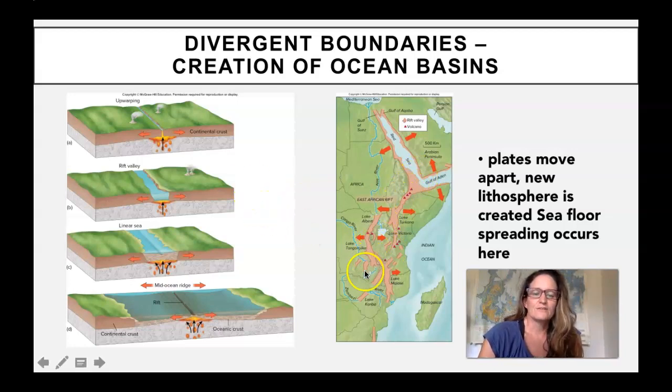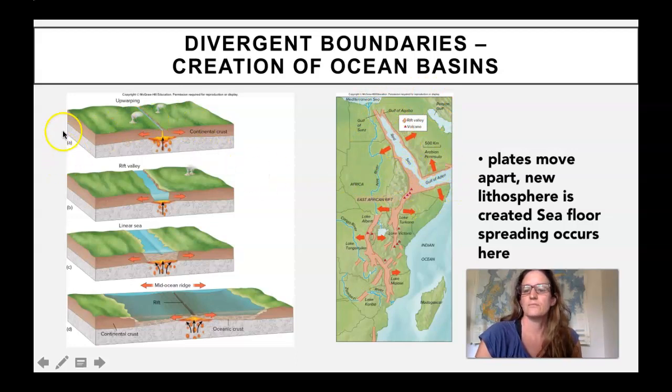Along the East African Rift Valley, there are very deep lakes, some of the deepest lakes in the world, Lake Victoria, Lake Turkana, and there is also Mount Kilimanjaro, a giant volcano. In the Gulf of Aden and the Red Sea, there is basalt forming at the bottom of those ocean basins.